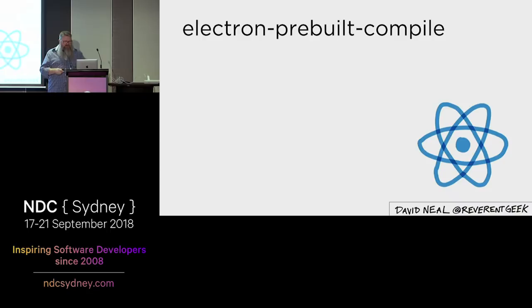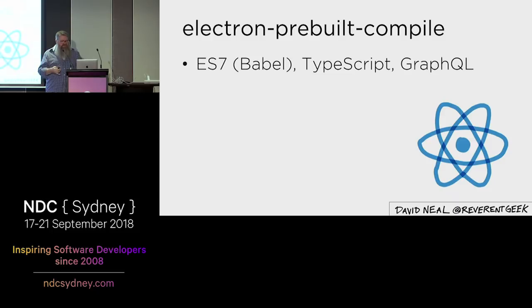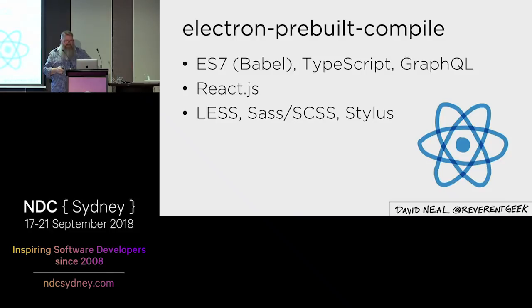There's one really cool utility called Electron Pre-Built Compile. This is a drop-in replacement for the Electron runtime that essentially has Babel and TypeScript and GraphQL and a number of other things built into the runtime. So you can build things that use language features beyond the current version of Node, or if you want to use TypeScript, it treats these things as native. So it just understands this stuff out of the box.